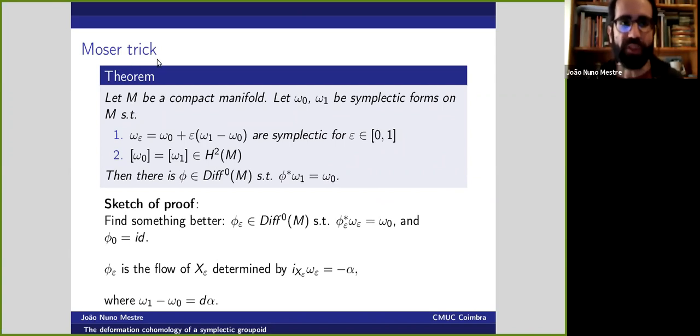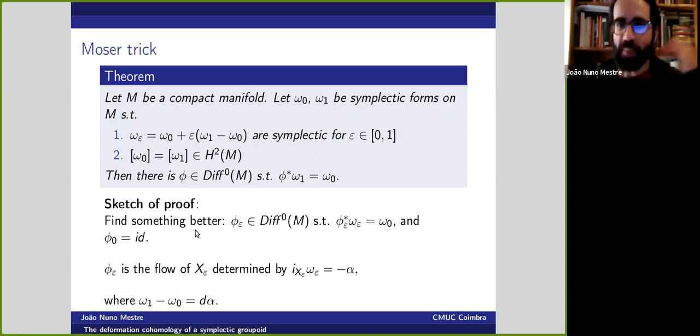So a version of the Moser theorem using the Moser trick is, if M is a compact manifold and we have two symplectic forms on M, such that the line of forms between them is all symplectic, and they represent the same class in the de Rham cohomology, then there is a diffeomorphism in the connected component of the identity that pulls back omega1 to omega0. And the proof is the standard Moser trick.